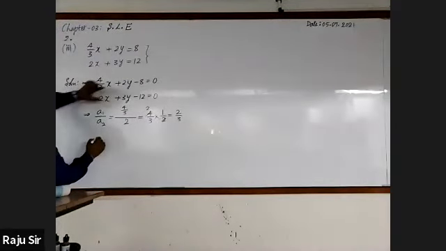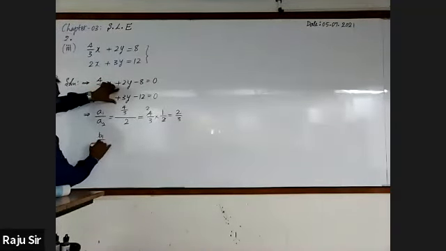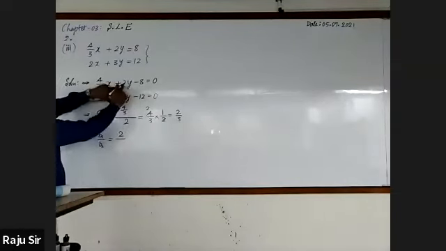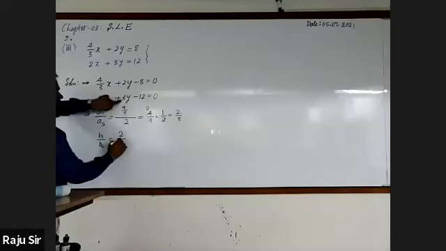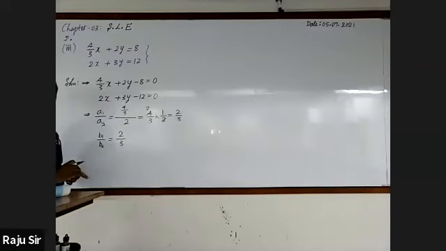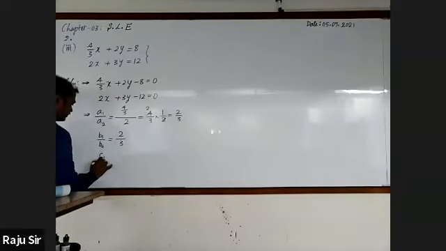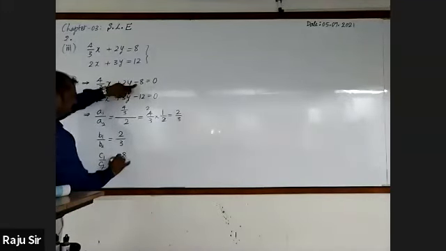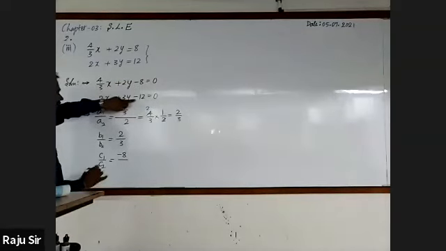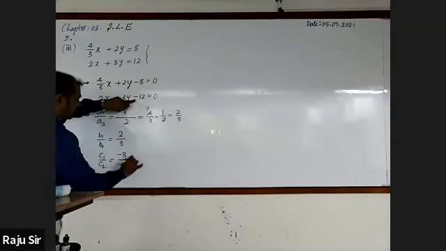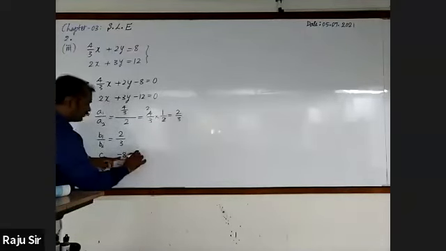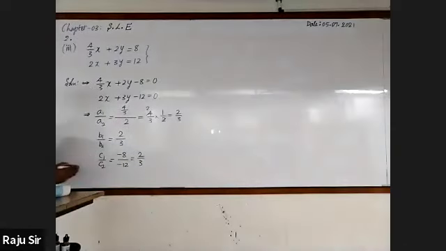Next, find out the second ratio, that is b1 by b2. Here b1 is the coefficient of y in the first equation, b2 is the coefficient of y in the second equation. This is 2 by 3. Next, third ratio is c1 by c2, where c1 is the first constant, minus 8, and c2 is the second constant, minus 12. Minus gets cancelled and both can be cancelled by 4. 4 twos are and 4 threes are.